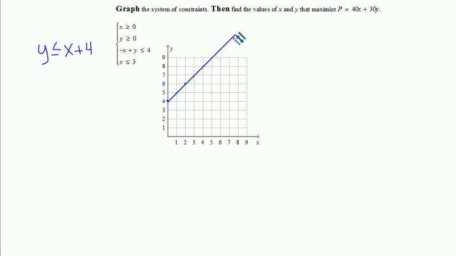And then we need to determine which side that would shade on. If I put in 0, 0, it's true, so we want to shade the 0, 0 side. So it would be below here. So it would be shading below.